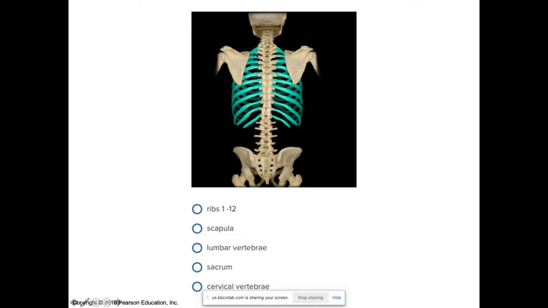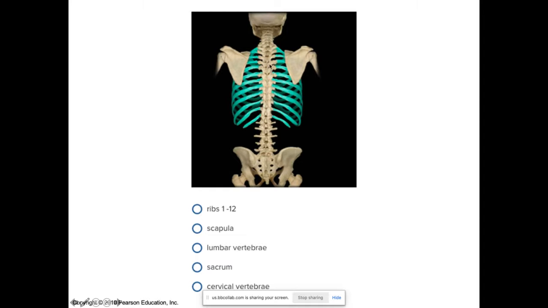These are the 12 ribs. Notice each of the ribs will articulate with its corresponding thoracic vertebrae. So there's 12 thoracic vertebrae, and there's also 12 ribs on each side. The last 2 ribs are called floating ribs because there's no cartilage that attaches there. First rib would be T1, second rib T2, last rib T12.